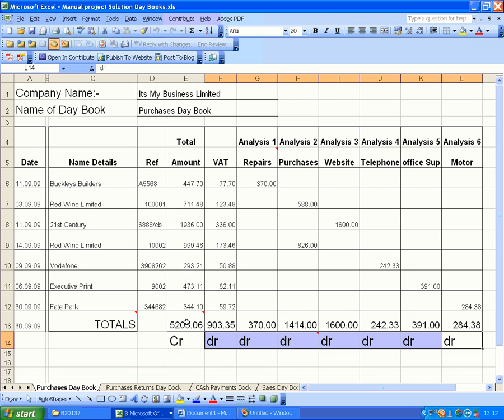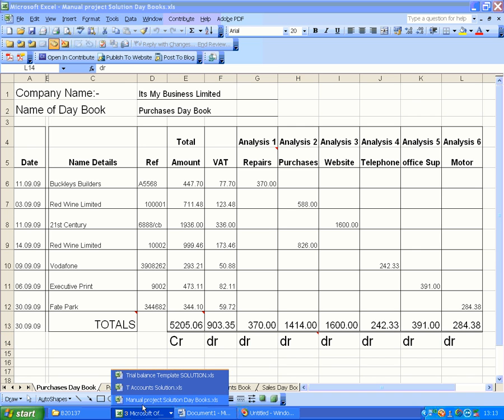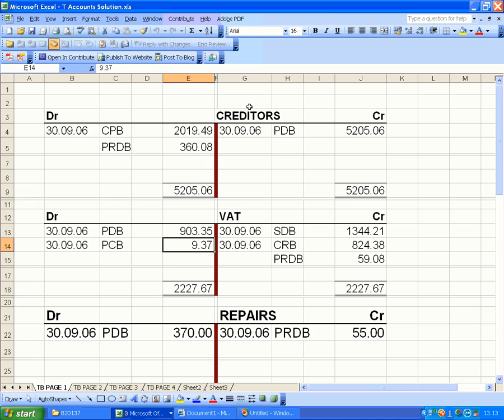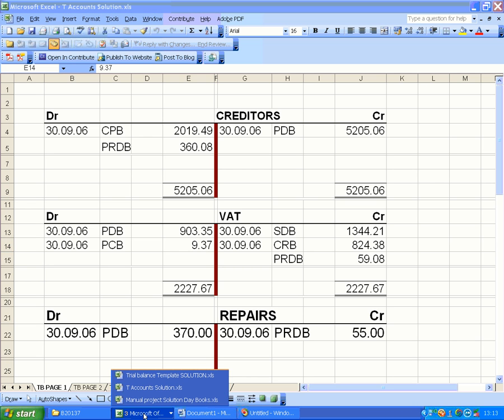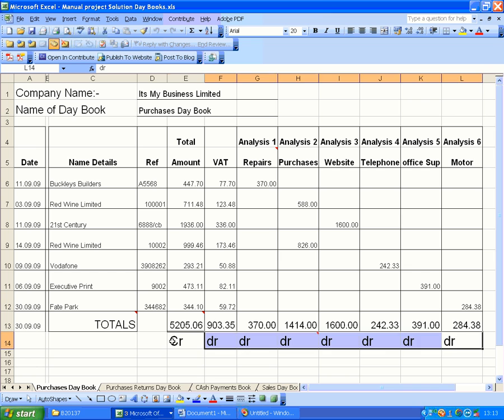So we will collect the actual value here, 520506. We know it's a credit posting, and this is going to be posted to a T account called creditors. Go to the T accounts, and the first account we have is creditors. Set it up, and on the credit side we put in the date of the daybook, the source daybook, purchases daybook, and the value 520506. When that has been done, go back and signify that it actually has been posted, P for posted, or just do a tick beside it.